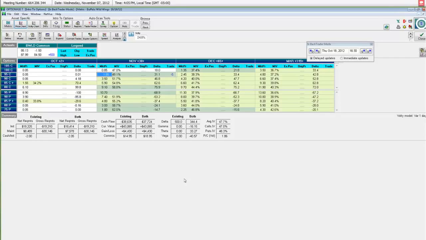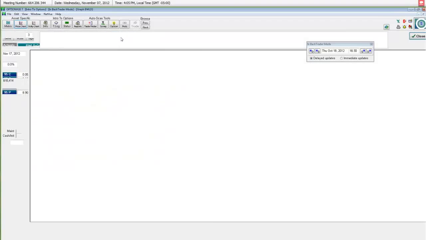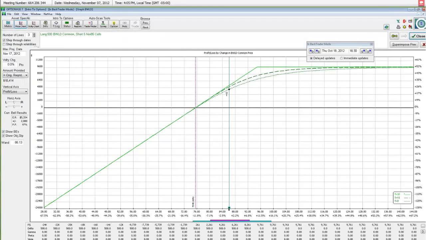Well, yeah, but the problem with this is that the market can still go down a lot, and you could still be back to zero if the market goes down.